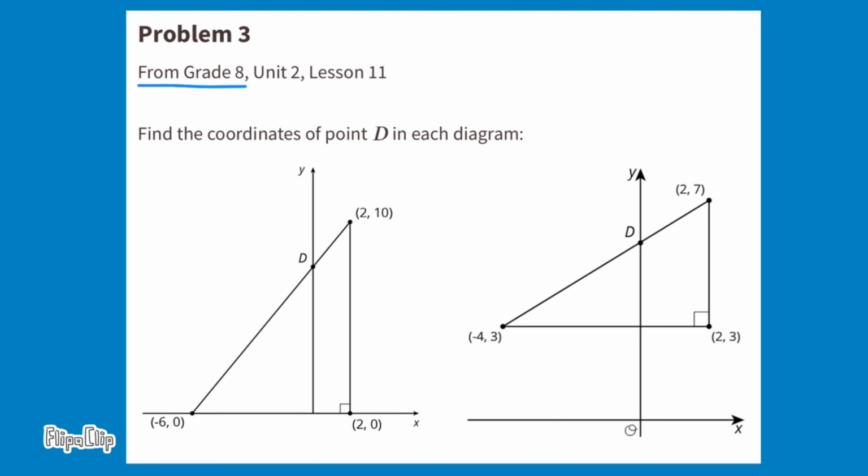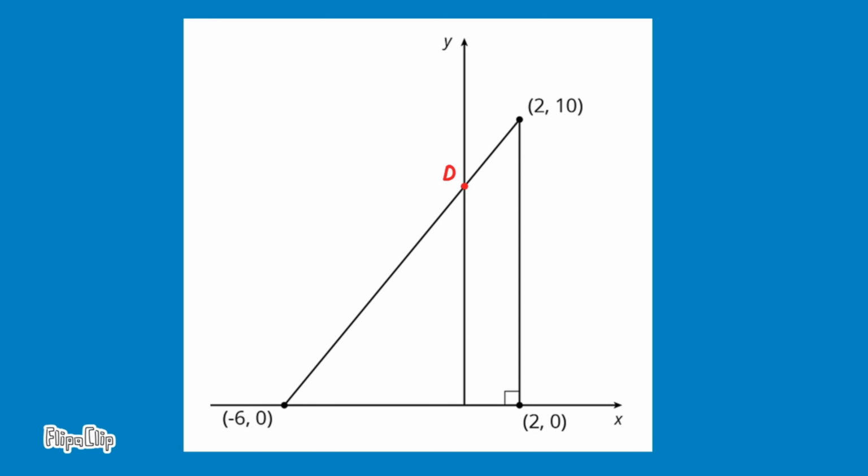Problem number 3, from 8th grade, Unit 2, Lesson 11. Find the coordinates of point D in each diagram. They've given us just enough information that we can figure out the exact location, or the coordinates, for point D. The obvious information is point D is located on the y-axis. That means that it started at the origin and did not move to the right or to the left along the x-axis. So the x value for point D would be 0.